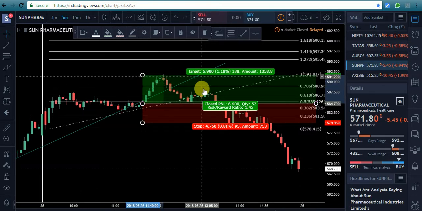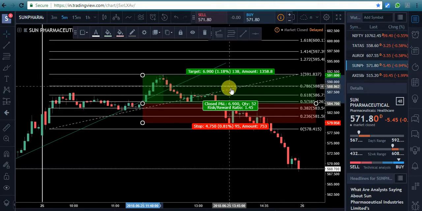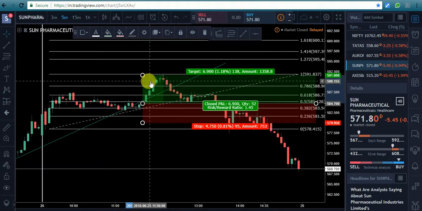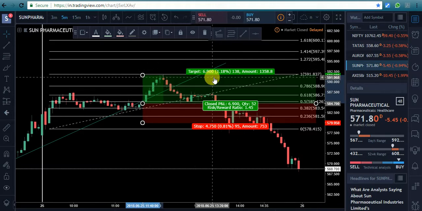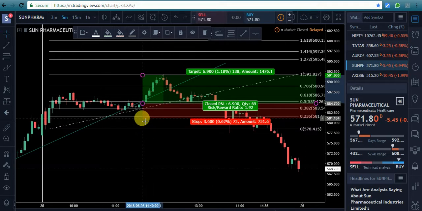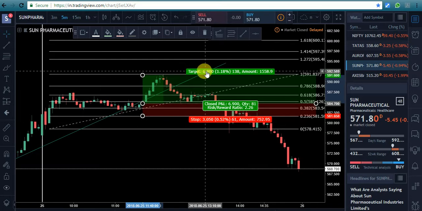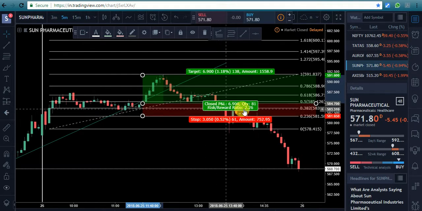it moved up to, where is that level here? See, just see here, the level is not there. So I just keep it at this line. See, stop loss is 3 points and target is 6 points. Is it good or not? The ratio is good, right? It's almost risk to reward, 2.26 something it's showing here.